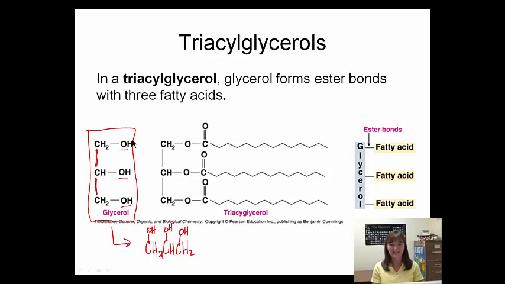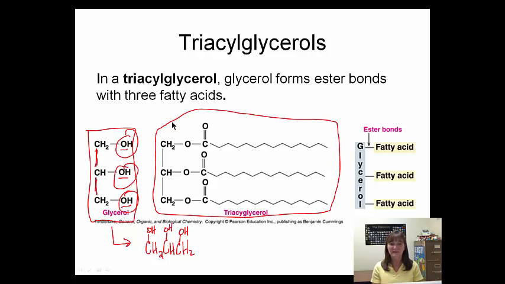Okay, so when these 3 hydroxyl groups react with 3 carboxylic acids, that's where we get the triacylglycerols. So you want to be able to look at this group right here and identify this as a triacylglycerol. Is it? Well, I haven't told you that yet. Do my fatty acids, are they saturated or unsaturated?